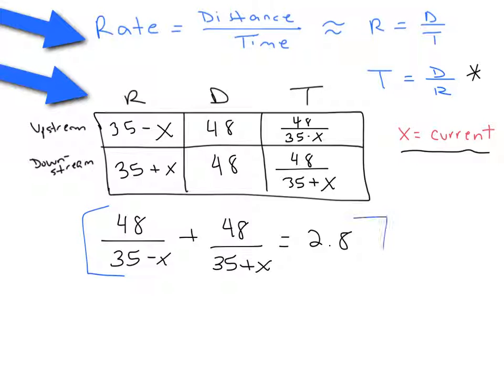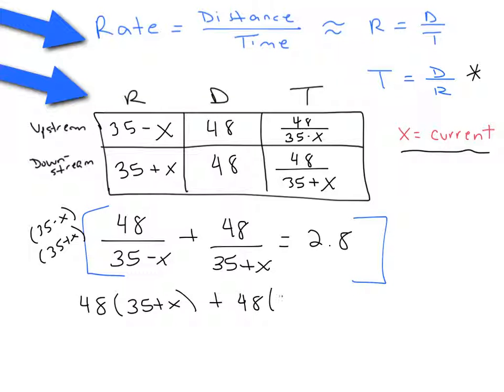So we have to think of our least common denominator. And here it would be 35 minus x times 35 plus x. We have those two parentheses being multiplied together. When we solve the fractional equation, we will get 48 times 35 plus x plus 48 times 35 minus x is equal to 2.8 times 35 minus x, 35 plus x.